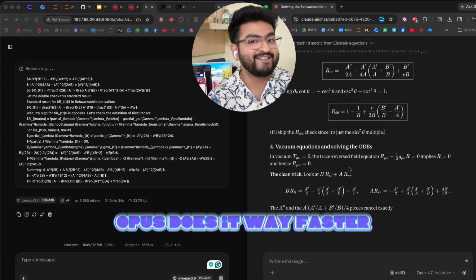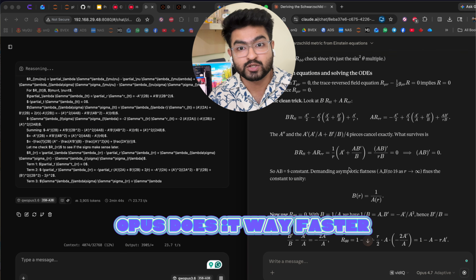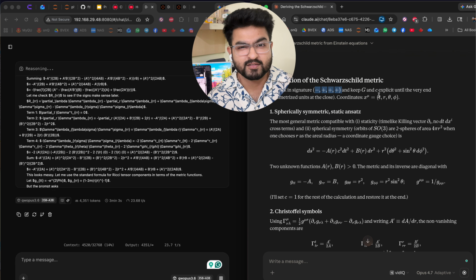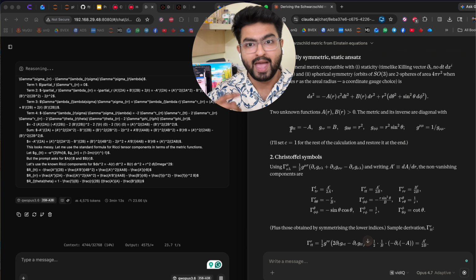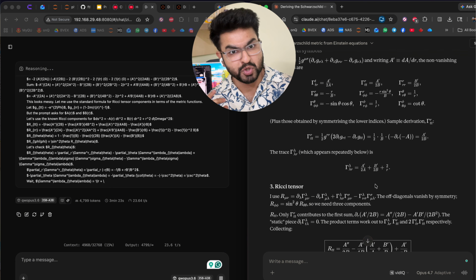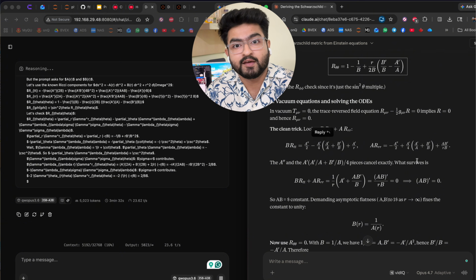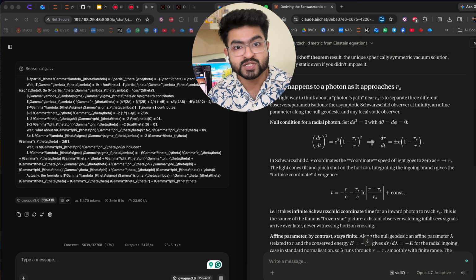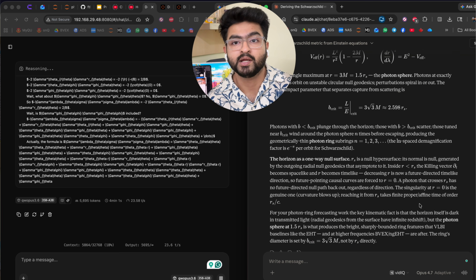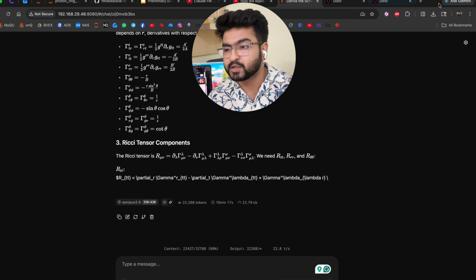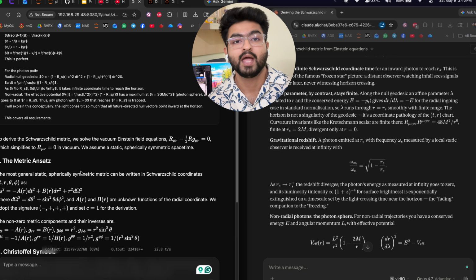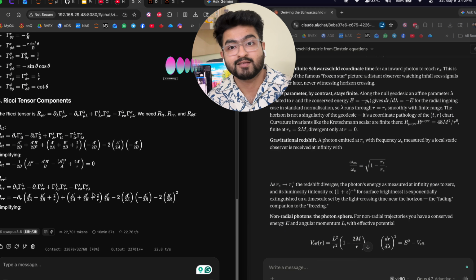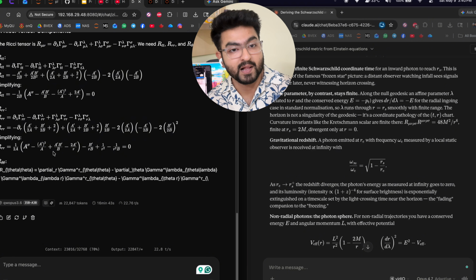Opus does it way faster, roughly twice as many tokens per second on the API, and much cleaner. It uses a slick algebraic trick, adding 2 of the field equations together, that immediately gives you the relation between the unknown functions. Qwopus kind of tries brute force around it. It gets to the same answer but takes twice as long. And Qwopus made one sign error in the middle. It wrote a minus sign where it should have been a plus.